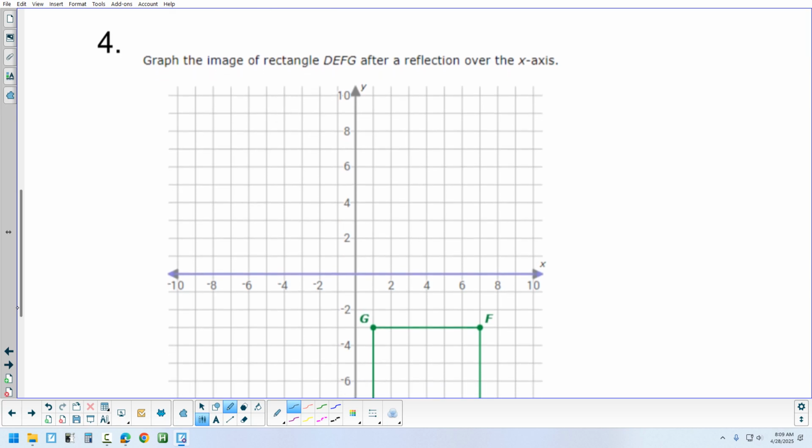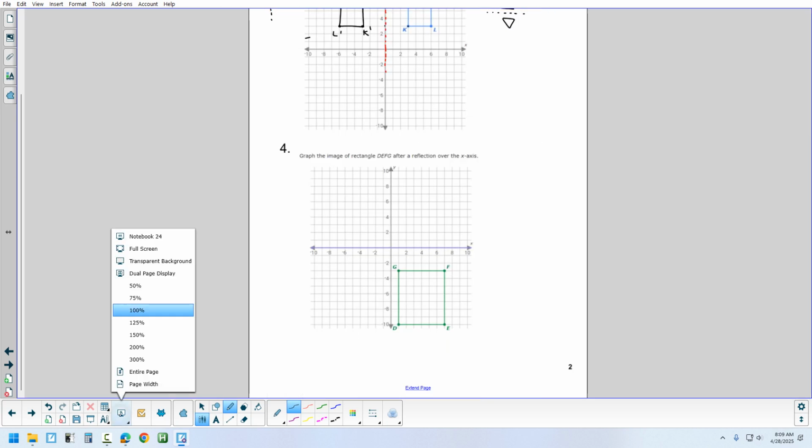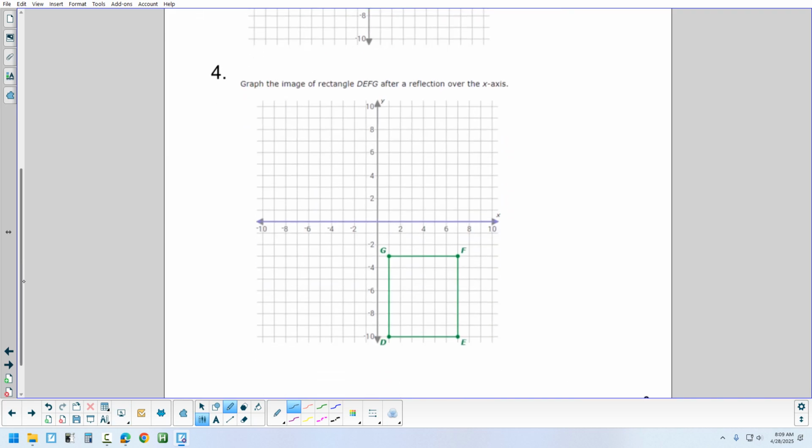And let's try one more reflection. This time they want me to flip it over. What do they want me to flip it over this time? The x-axis. Yep. Okay, so the way we're going to flip it is find the distance that each point is from the red dotted line, and then do that distance the other way.